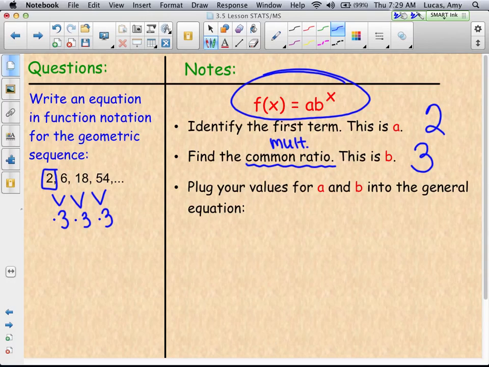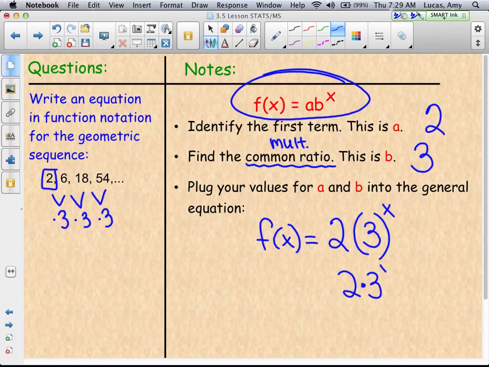They flipped around. So if I plug these in my equation, I get f of x equals A is 2 times 3 to the x power. You may see it written with a dot to multiply or written with parentheses around the b value, which in this case was 3. So either of these would be acceptable equations.